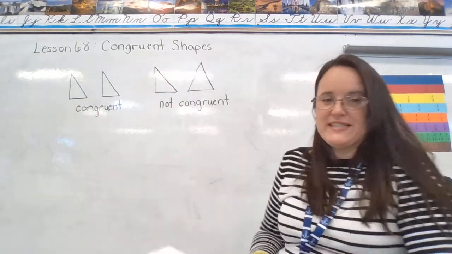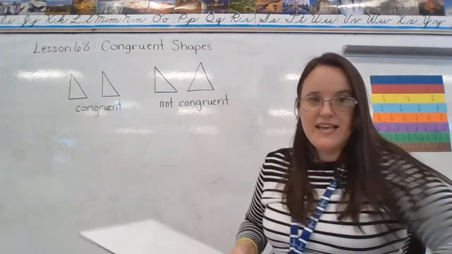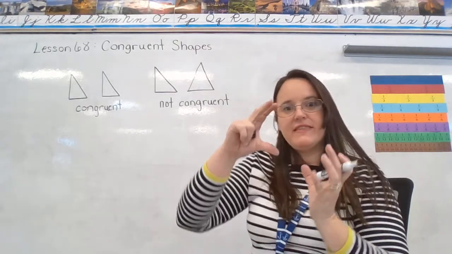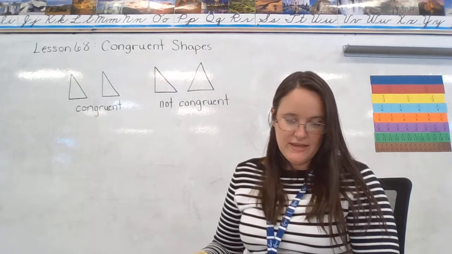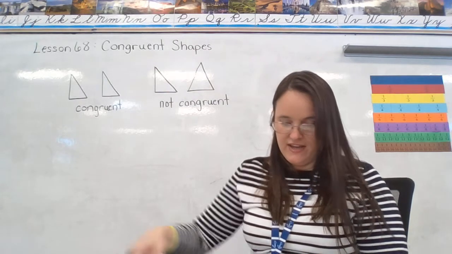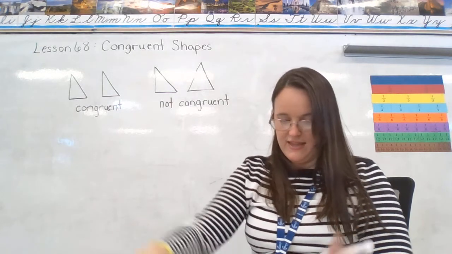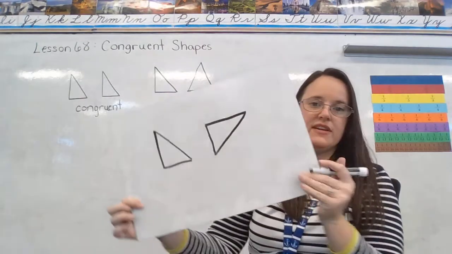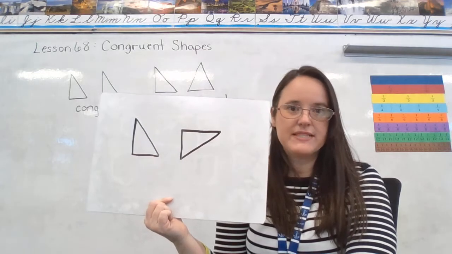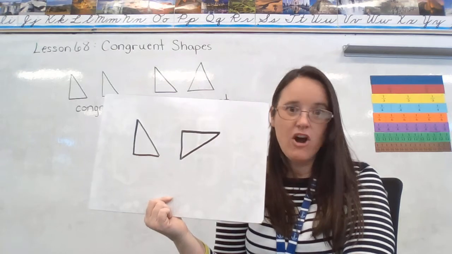Okay, the other thing that we see with congruent is sometimes we have two shapes that are the same shape and the same size, but they're turned on the paper. So let me show you an example of that. What if I have this triangle and this triangle? Take a look at them. They look like they're about the same size. They're the same shape. Are they congruent?